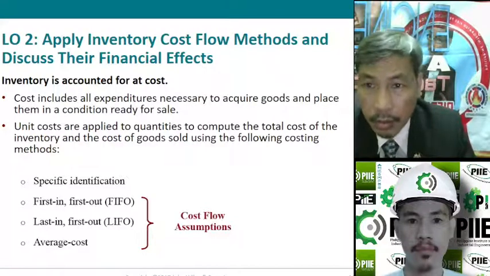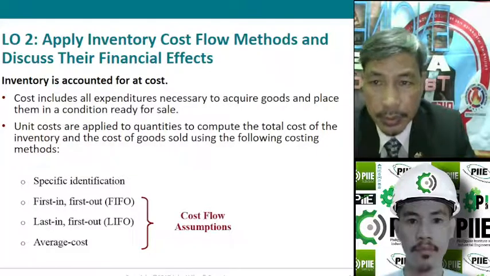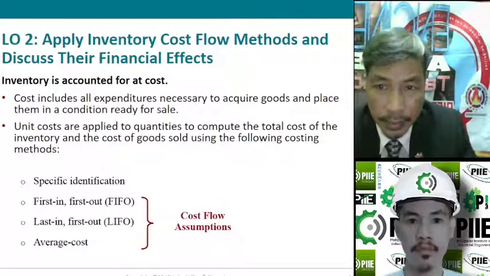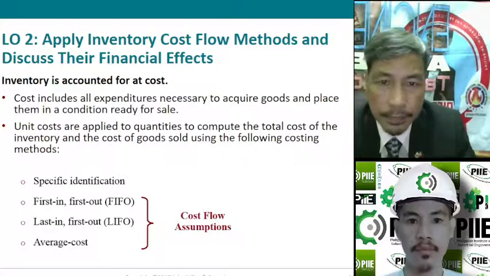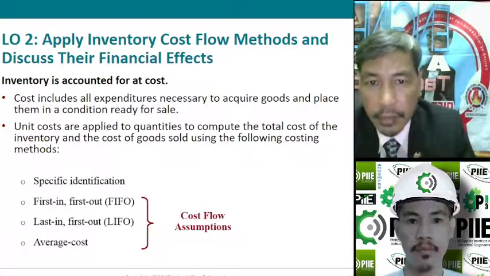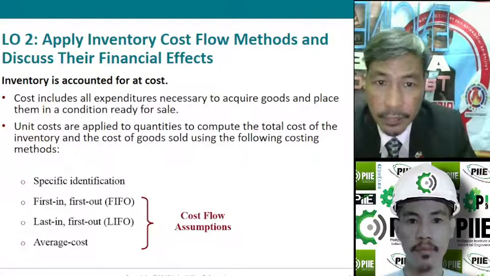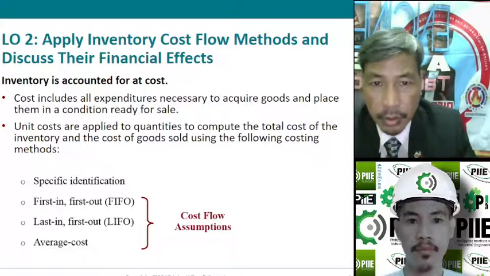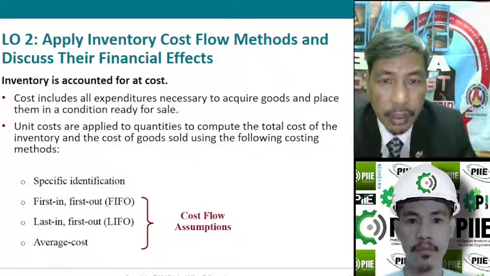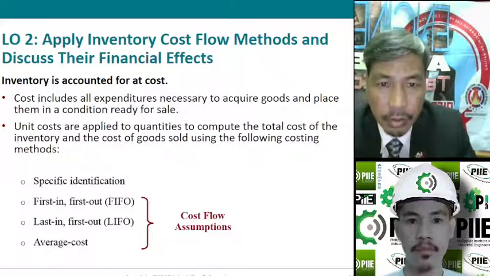Let us take a look at lesson number 2 of this chapter. Apply inventory cost flow methods and discuss their financial effects. So we have inventory is accounted for at cost. Cost includes all expenditures necessary to acquire goods and place them in a condition ready for sale.